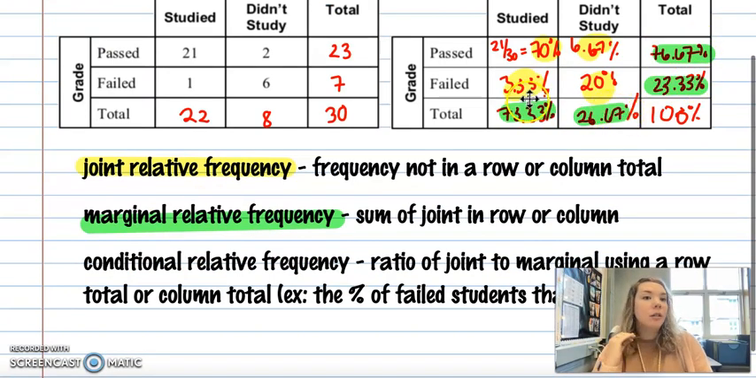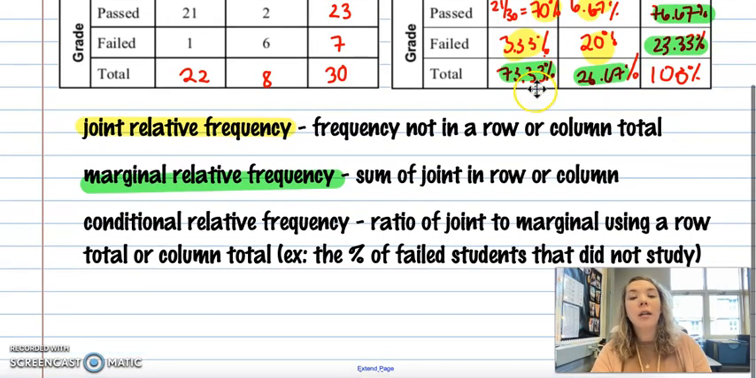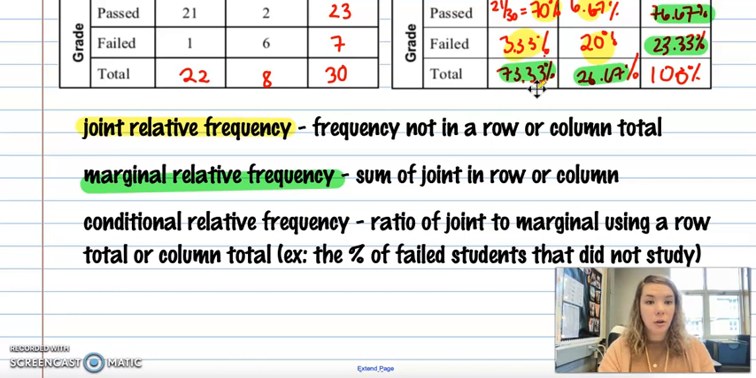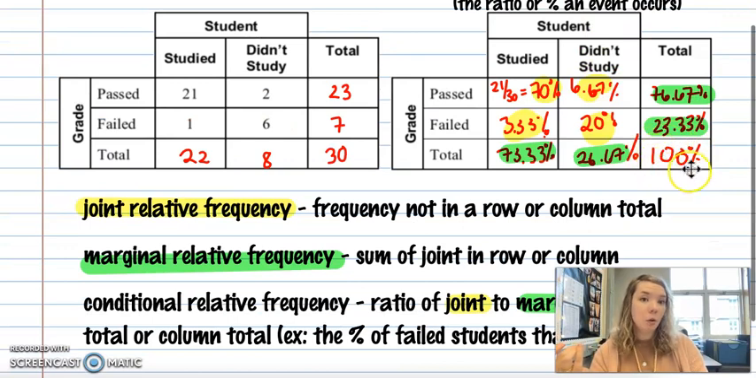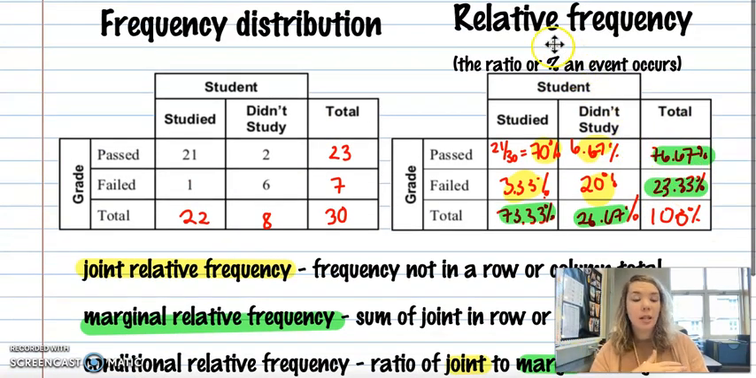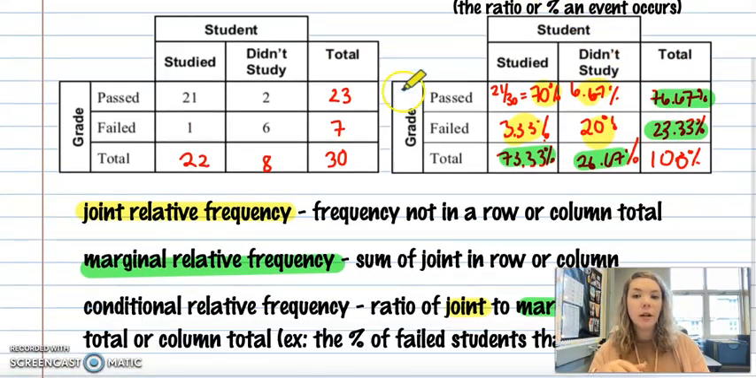A conditional relative frequency. These are usually harder for students to understand, but you're not going to be using the grand total if it asks for a conditional relative frequency. So it's the ratio of a joint to a marginal using a row or a column total. So remember, the joint is what we've highlighted in yellow. Marginal is green here. And you're using a row or a column total. For this whole entire table, we use the grand total. So if it's a relative frequency and they don't specify, you'll use the grand total.